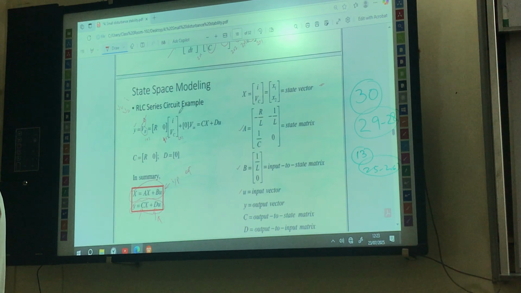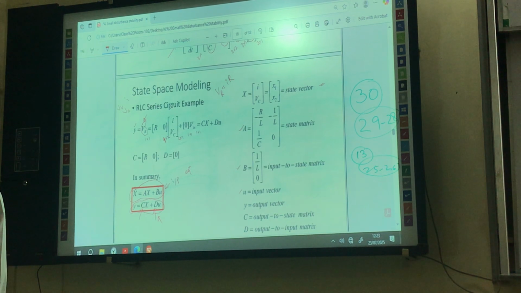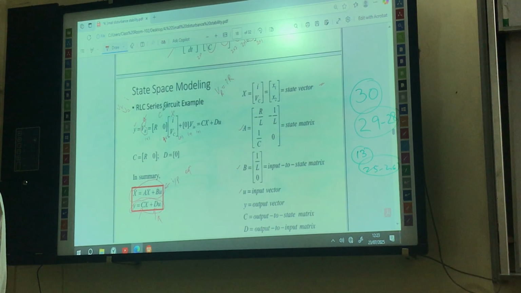And you know the input. There is only a single input V. The size is 1 by 1. So also the size of the D matrix should be 1 by 1 for this output, right? Now you know the VR. What is VR? You have to write the expression. This is simply I multiplied by R, right? So you can write the X. How will you write the C?